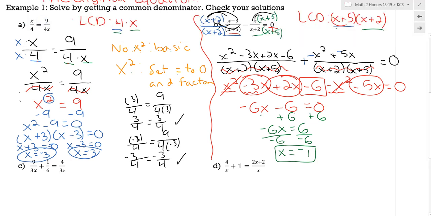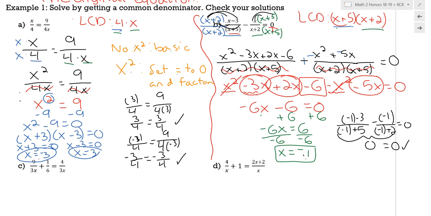Now again, I need to plug this answer back into my original problem. I'm going to do -1 minus 3 over -1 plus 5 minus -1 over -1 plus 2 should equal 0. If you type this whole thing in your calculator, you do get 0 equals 0. So that checks out.